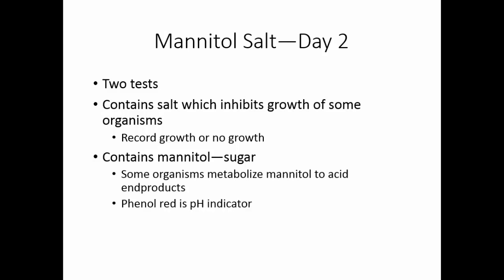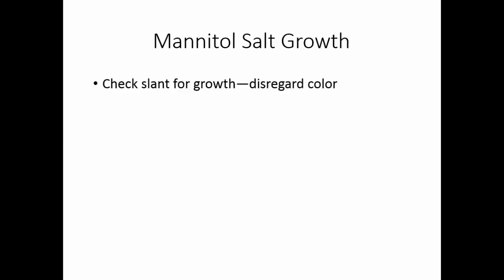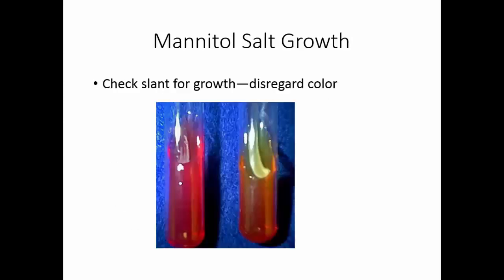This agar is red because it has phenol red in it. Phenol red is a pH indicator. At neutral pH, it is red. If the agar becomes acid as a result of acid end products, the agar will turn yellow. So looking at growth, you want to check your slant for growth. Pay no attention to color at this point. Both of these are positive for growth because we have growth on both slants.